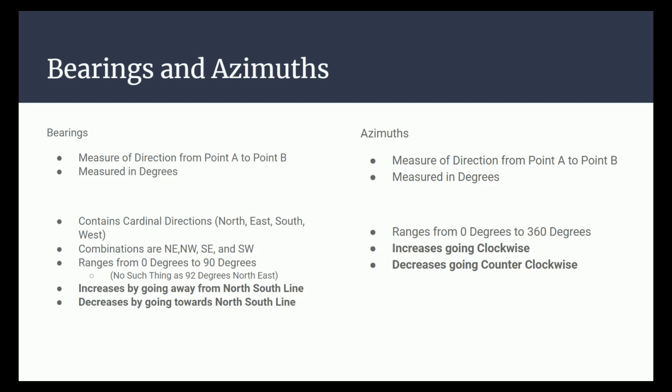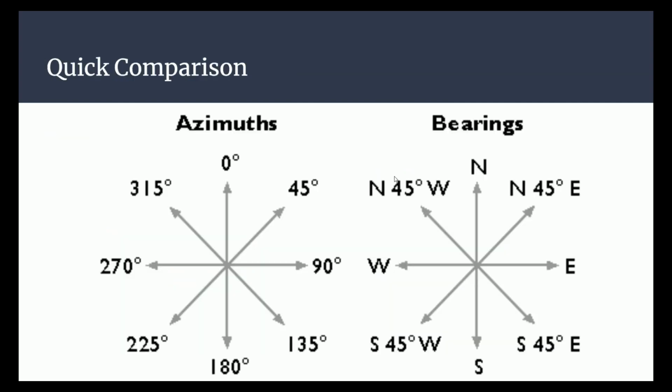The bearing value will increase when going away from that north-south line and decrease when going towards the north-south line. While azimuths can range from 0 to 360 degrees. They increase going clockwise and decrease going counterclockwise. So let's do a quick picture. This azimuth right here, 0 degrees. If we do a full circle, we're going to hit 360 degrees. Where with bearings, each of these we're going to max out at 90 degrees on the east to west line. The value increases going away from this north-south line.